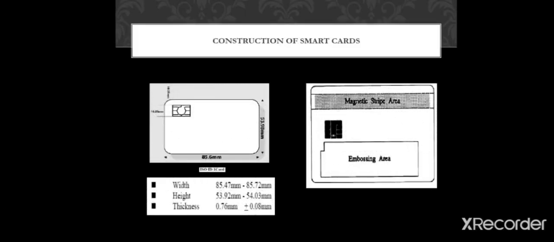Now, how is the construction of a smart card done? As you can see in the picture, a smart chip is embedded on a plastic card. The size of the smart chip is approximately 19.23 mm by 10.25 mm, and the size of the card is 53.98 mm in width and 85.6 mm in length. The thickness of the card is approximately 0.76 mm plus or minus 0.08 mm.